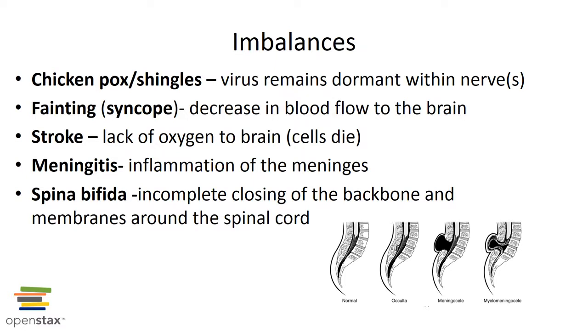Stroke is where you can suffer a lack of oxygen to the brain and the cells may die. There are various forms of meningitis, or inflammation of the meninges, and spina bifida, which is an incomplete closing of the backbone and membranes around the spinal cord. Spina bifida is not as common because of the recommendation for pregnant women or women planning to become pregnant to increase their folic acid intake.